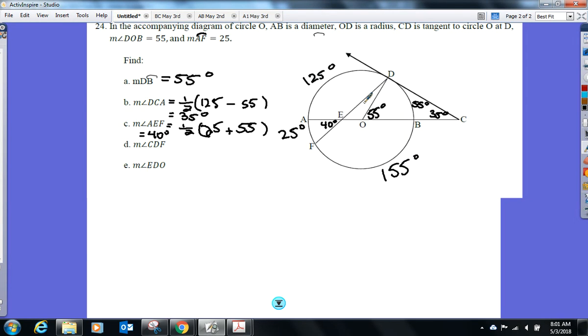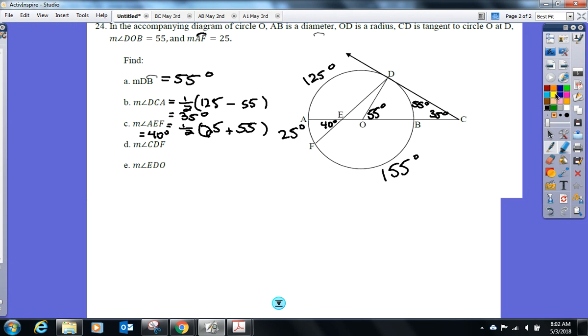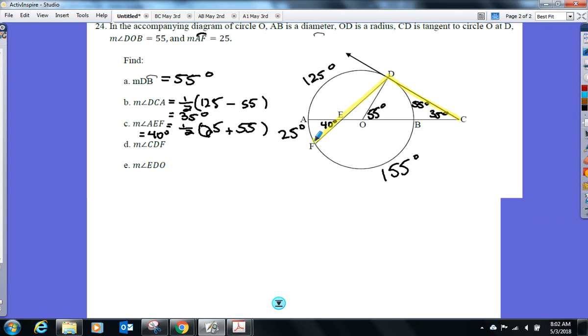Okay, here's one where we usually have some issues. CDF. Let me highlight it. It's not inside, it's not outside. It's like a half and half, right? It's in between. How's it formed? What's FD? It's a chord. What's CD? Tangent. Anybody remember the rule for an angle formed by a chord and a tangent? Half the arc in between.